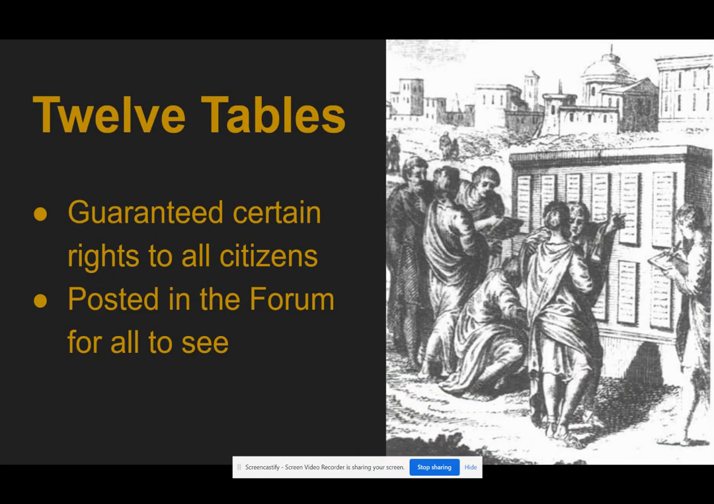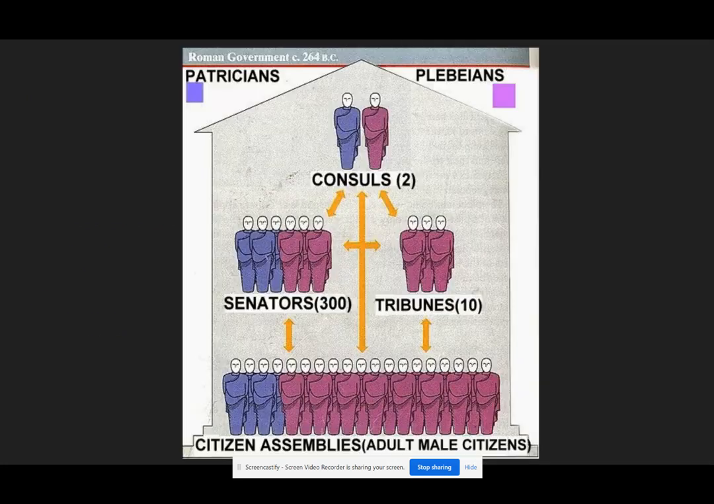So the 12 Tables guaranteed certain rights to all citizens, rich or poor, patrician or plebeian. And they were posted in the Forum for all to see. Remember, the Forum was like the big meeting place in ancient Rome. And as you're looking at that, you might make a connection to Mesopotamian times with Hammurabi's Code, where it was posted for everyone to see and read. So very similar idea here.